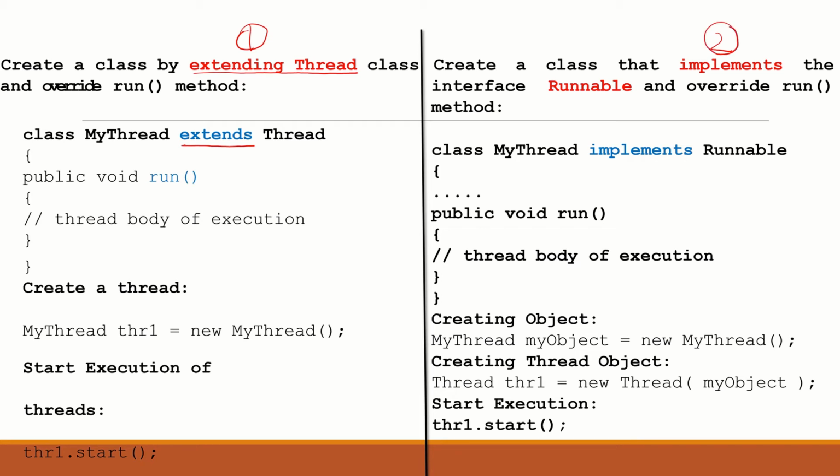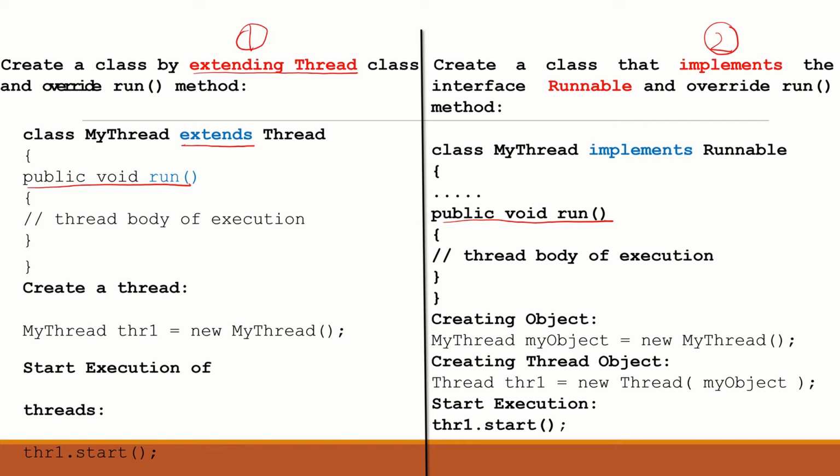In both the cases, what we have to remember is we have to implement a method called run, public void run. What does this method contain? This method contains the actual job of the thread. The job assigned to that particular thread is given by this run method. So in both the cases we have to implement this run method.